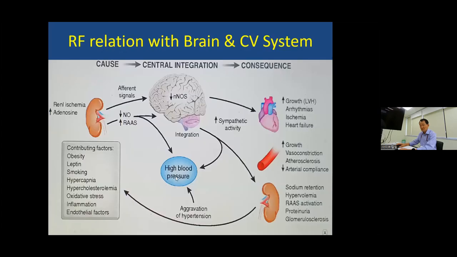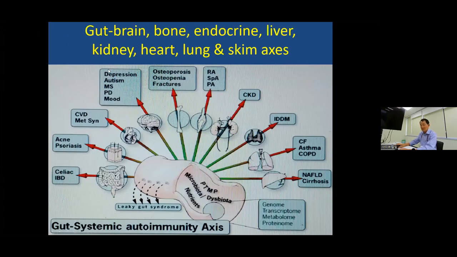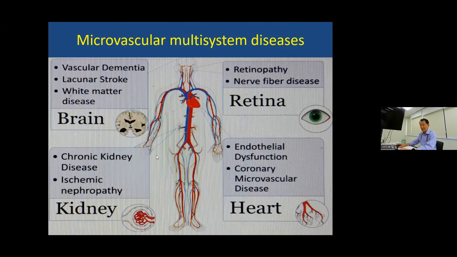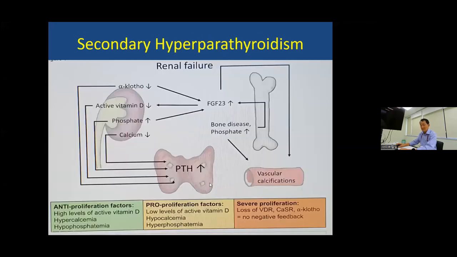Now, as I mentioned earlier, the brain has a special connection with our heart, kidneys, and the vessels. So all the contributing factors are here. And so this has become a hot topic nowadays. Gut, brain, all is a connection here. So all kinds of diseases are connected together. So that's a gut systemic autoimmunity axis. And it's all now called microvascular multi-system disease. So mainly brain, heart, kidneys, these are all connected with the same pathology.